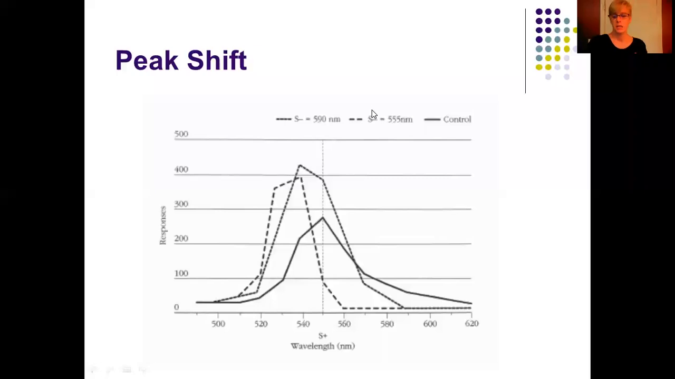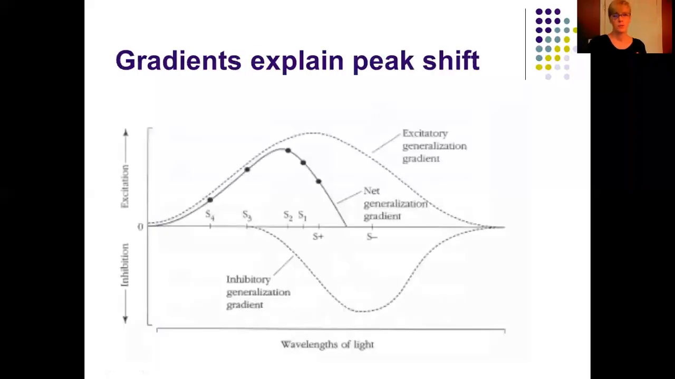Now I'm going to show you one last thing, I hope it's one last thing, about why this is. Think about it this way. S pluses are things that tell you you will be reinforced or you will be punished, there will be a consequence. We call that excitatory learning. So this little dotted line that goes up and down, the top of that dotted line, labeled excitatory generalization gradient, the peak of that particular gradient, is going to be your S plus.